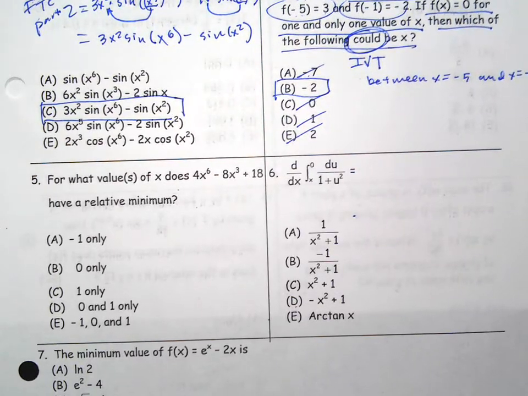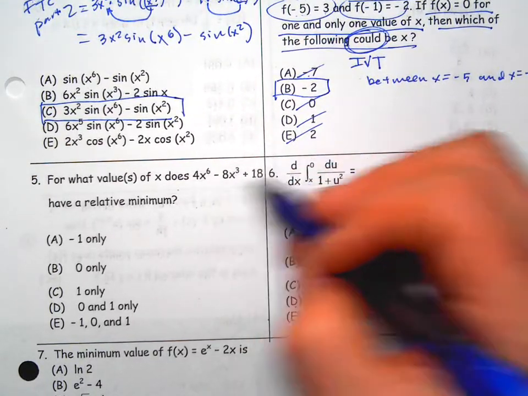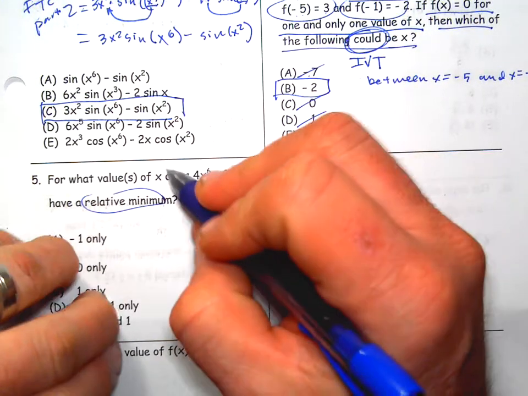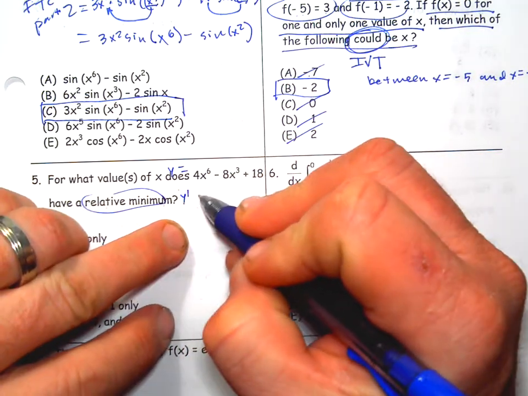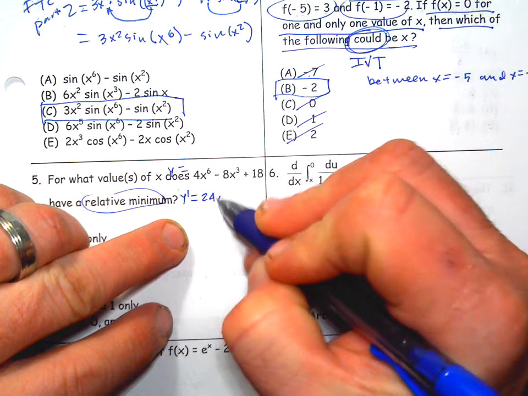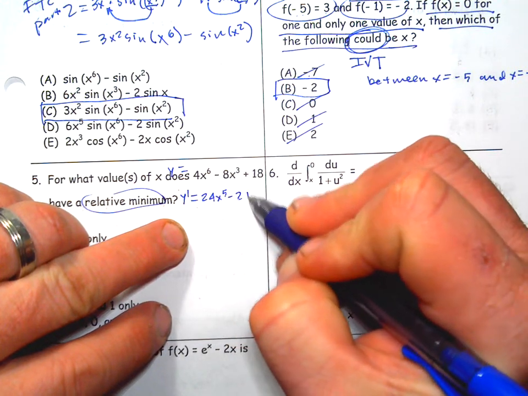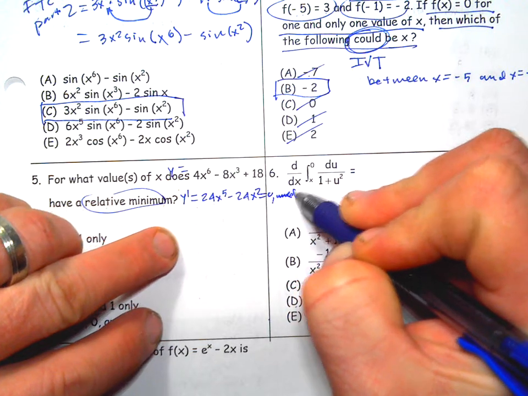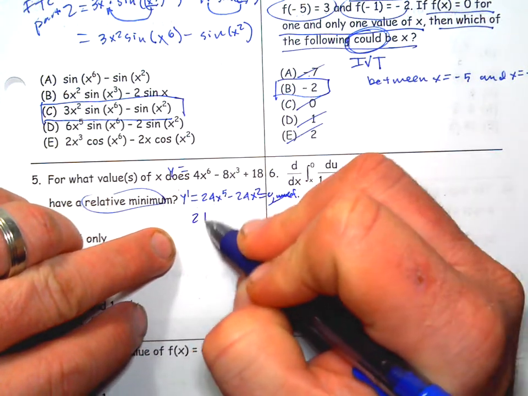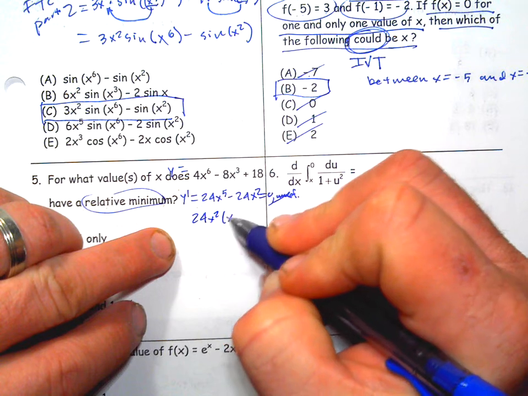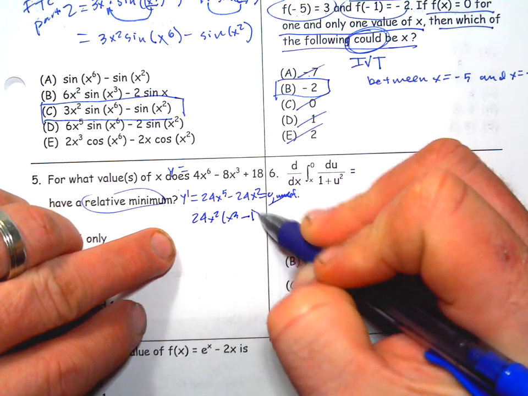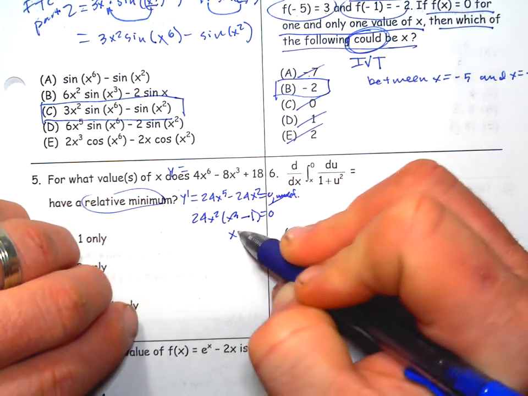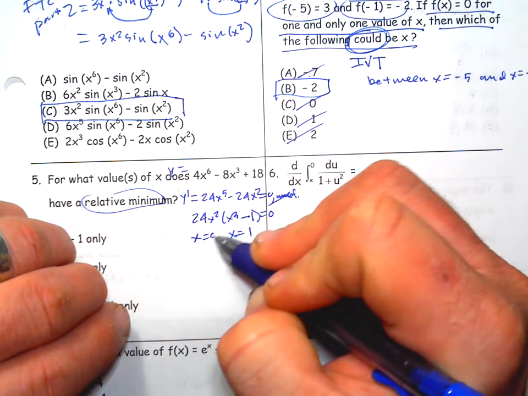For what values of x does this have a relative min? So we got to take the derivative. 24x to the 5th minus 24x squared equals 0 or undefined. Undefined is not going to happen. Factor out the 24x squared to get x cubed minus 1. So x equals 1 and x equals 0 are your critical points.